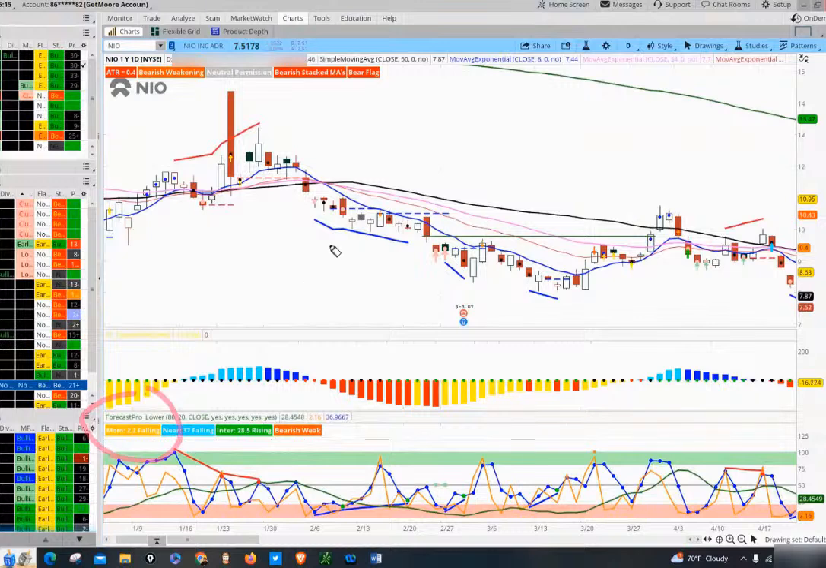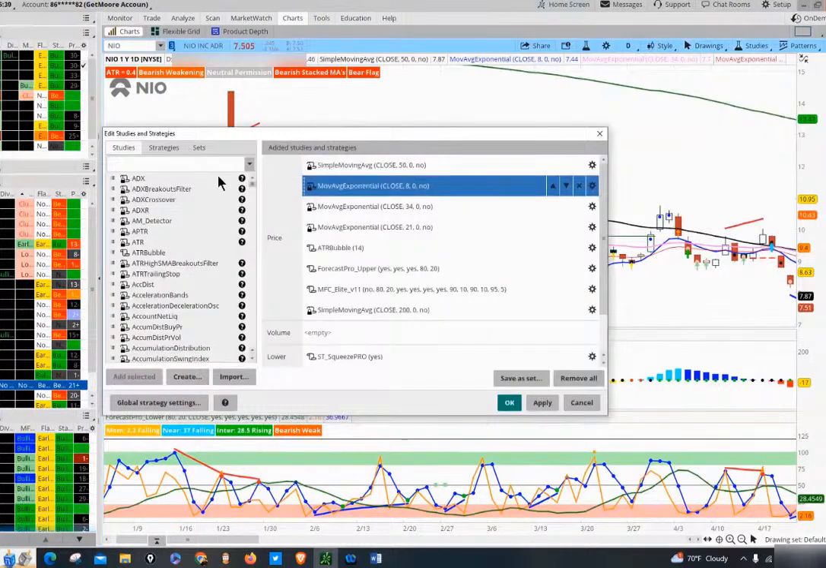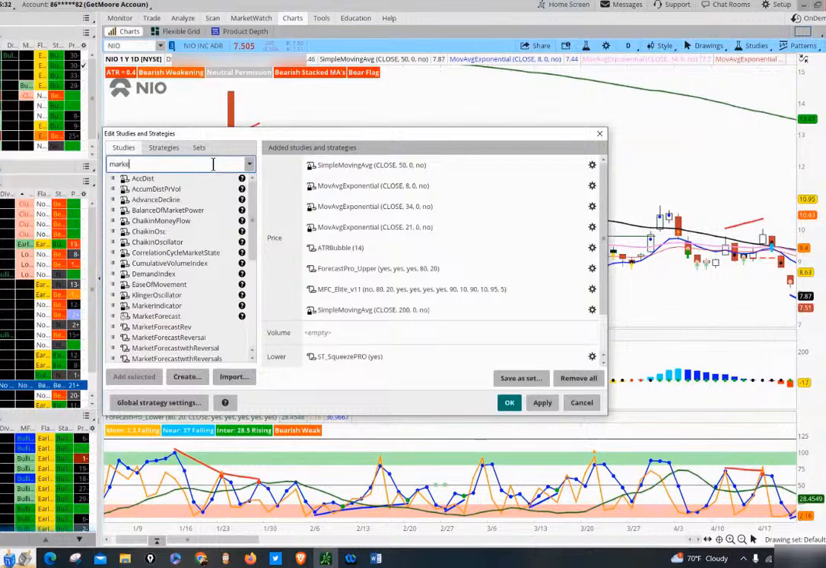Now, there's an indicator called the Market Forecast on TD Ameritrade. That's free. It's the Market Forecast. You can come up here, you can go to Studies, just to show you, and you can go to Edit, and you can search Market Forecast.